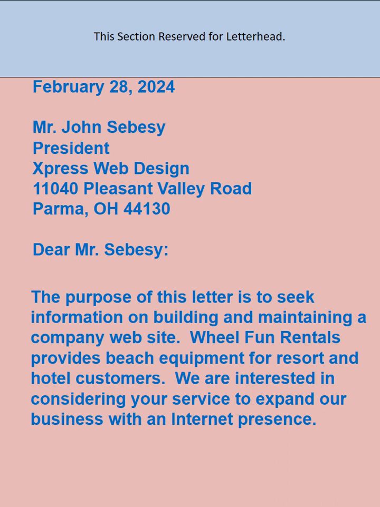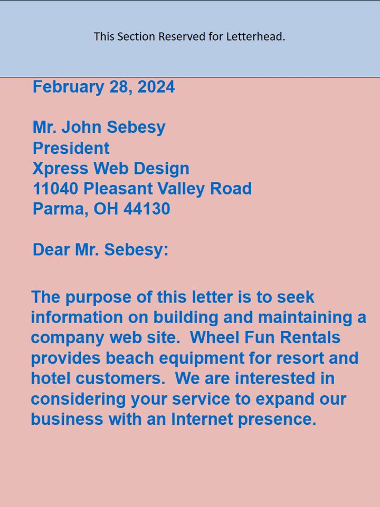So we have the inside address. And I have everything including John's corporate title. Skip another line, start off with my greeting. Again, this is dear Mr. Sebasi, or however you pronounce his name. Again, it's always Mr. last name. Again, it is not first and last name, which is something that computers generally do with form letters.